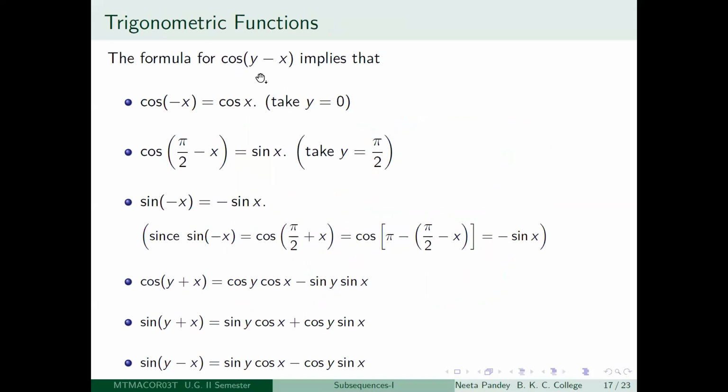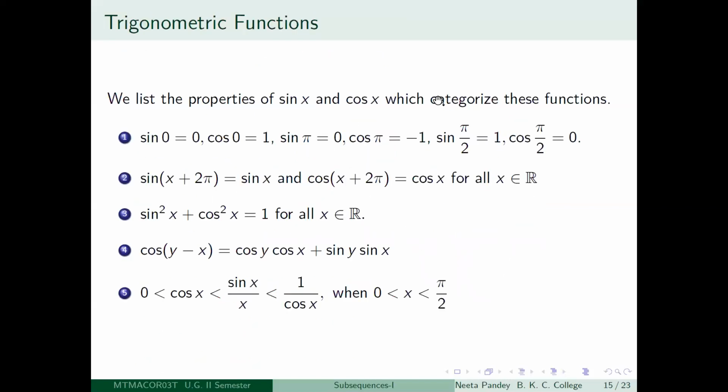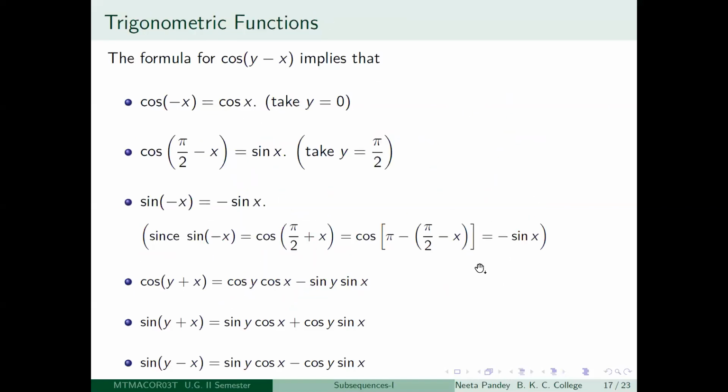These are not difficult at all. You have the formula for cos of y minus x, right? So put y equal to 0 there. Then what do you get? You get cos of minus x is equal to cos x, because cos 0 is 1 and sin 0 is 0. So cos of minus x is equal to cos x. This is what you get.